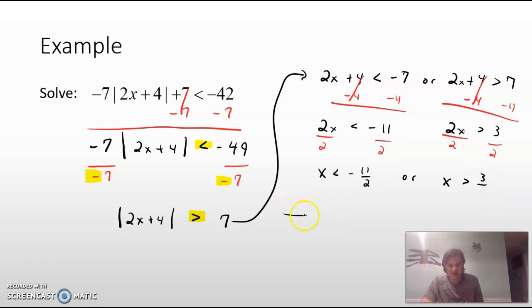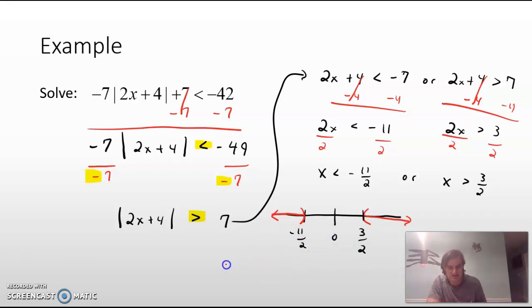So we don't have a lot of room here, but we can make it work. Put this on a number line. We'll have 0 in the center. We'll put negative 11 halves on the left of that, and we'll put 3 halves on the right. We want to be less than negative 11 halves, so to the left of negative 11 halves with the parenthesis. Greater than 3 halves, so to the right of 3 halves with the parenthesis. So another disjoint number line.